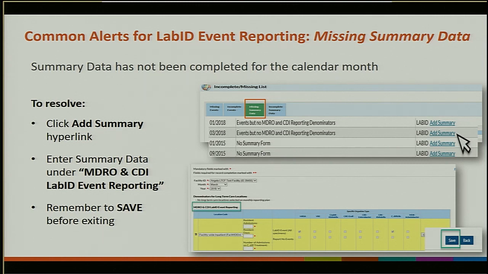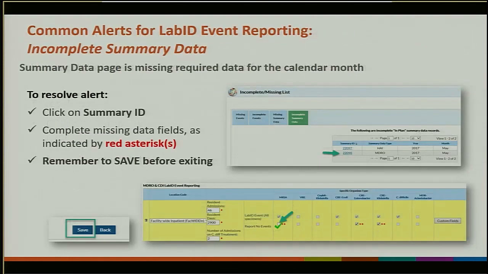No, because it's grayed out. There's no red asterisk. So that means that I did report at least 1 MRSA event for the month. C. difficile? No, because there's no red asterisk. So the only thing I need to address are these 3 things here. Incomplete summary data. Again, this comes down to not checking report no events, and it's easily resolvable.